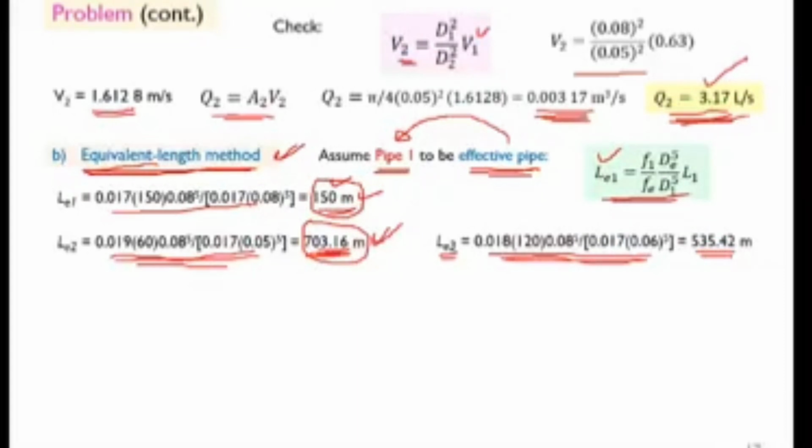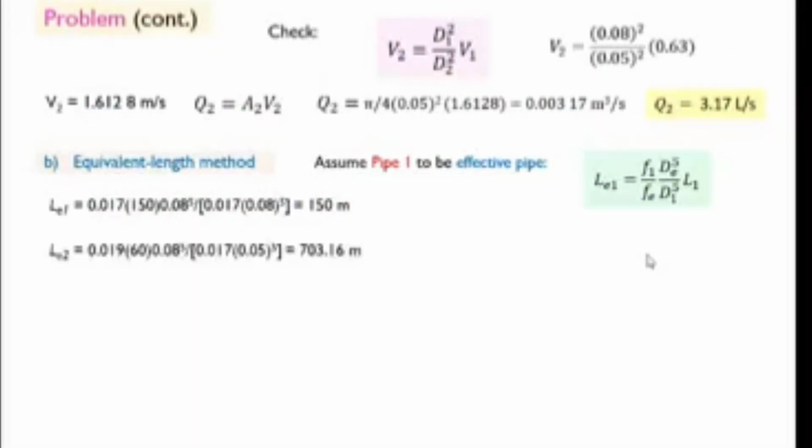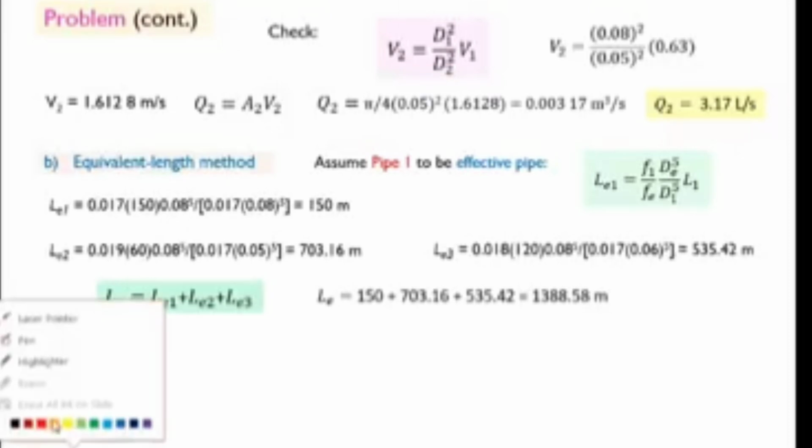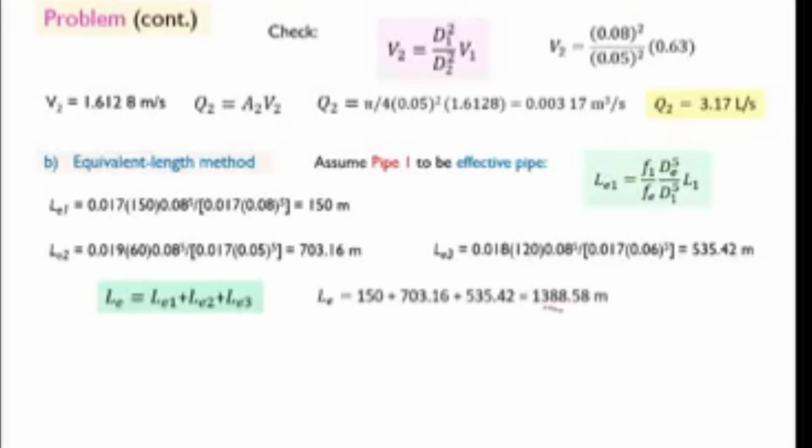So now what will be the total length of the effective pipe? That effective pipe, and we calculated the effective length. Clear? That pipe 1 should have this effective length of 1388.58 meter. Then in that case, it will cause the same head loss as the 3 different diameter, different length pipes together. So in that case, now this HL is known.